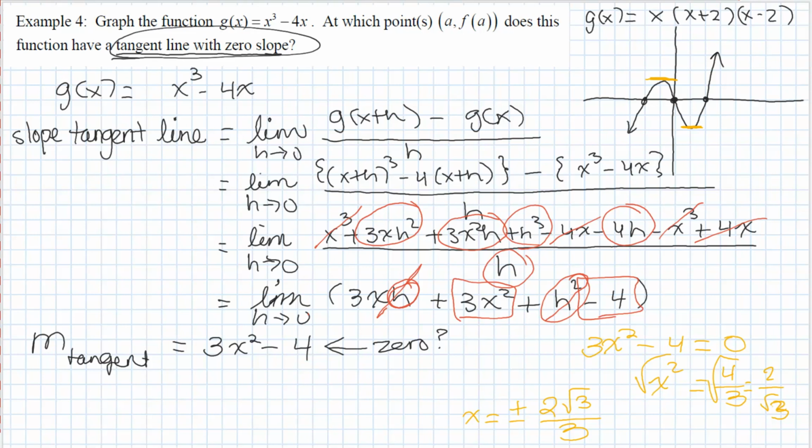Okay, so where do we have 0 slope? Right here at x equals negative 2 square root of 3 over 3, or right here at x equals 2 square root of 3 over 3. Those are when the slope of the tangent line is 0, meaning that's where you have those peaks right there. That's where your function turns around.